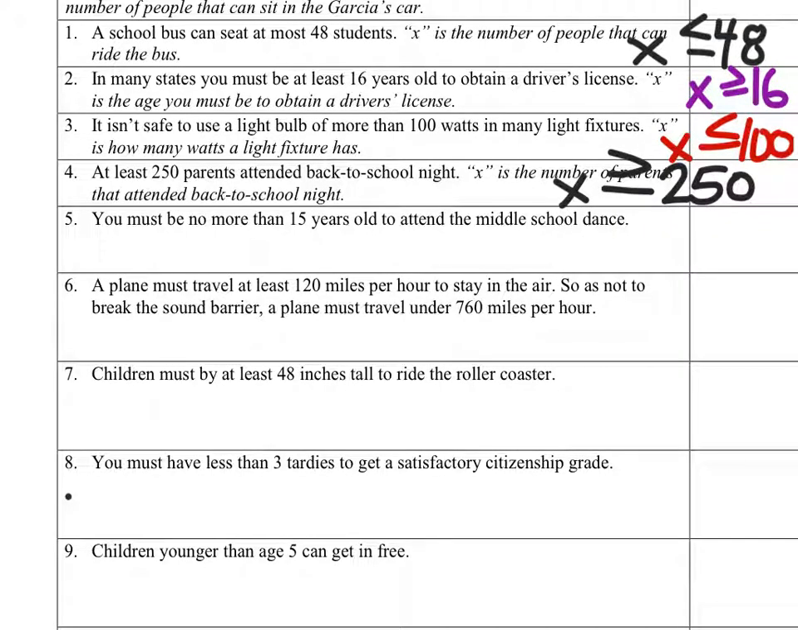You must be no more than 15 years old to attend the middle school dance. So we're going to say that X is your age, and we're going to compare it to 15, right? So it's going to be this. So you can't be more than 15, right? So is it going to be the 15 or the X? 15.